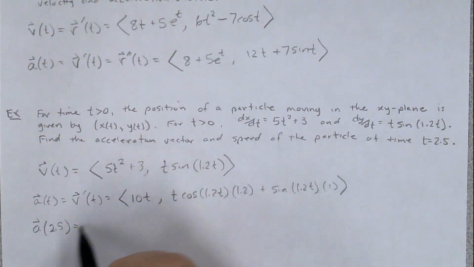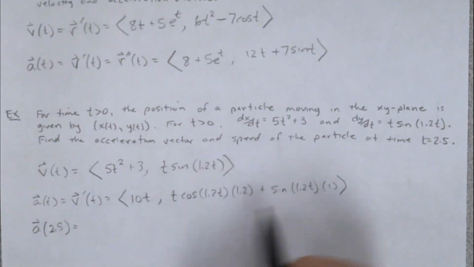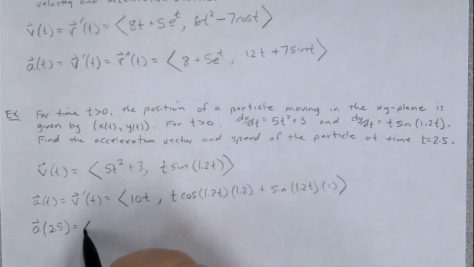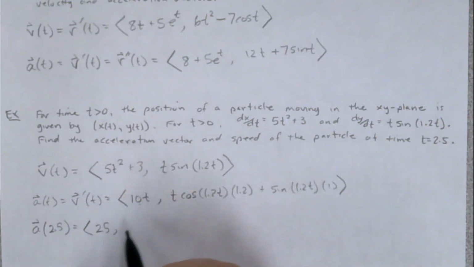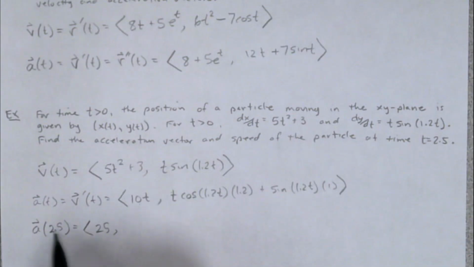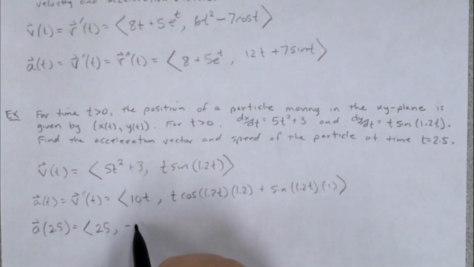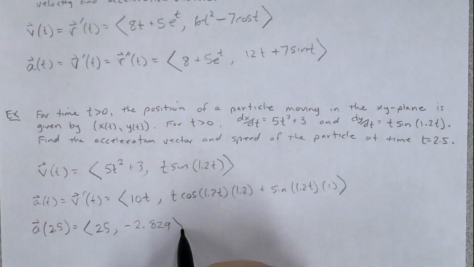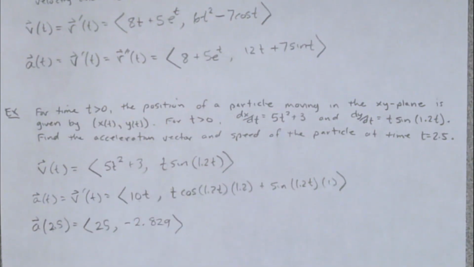So if I plug it in and times everything out, 10 times 2.5 is 25. And you can check this out yourself. Plug in 2.5 into this expression right here and evaluate it, and you're going to get an approximation of negative 2.829. I'll leave that for you to check the math on your calculator.